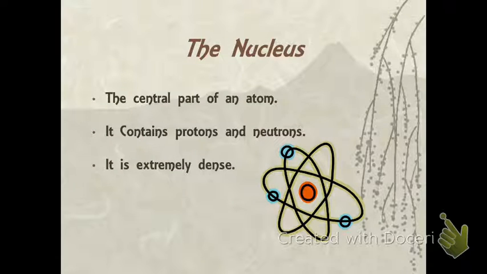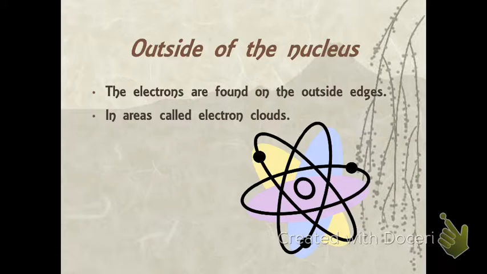So let's talk about some other parts of the atom. The center of the atom is called the nucleus. That's where the protons and neutrons hang out. That's where most of the mass is, and because it's all concentrated there, the nucleus is extremely dense. Outside of the nucleus is where the electrons are found, on the outside edges of the atom in areas called electron clouds.